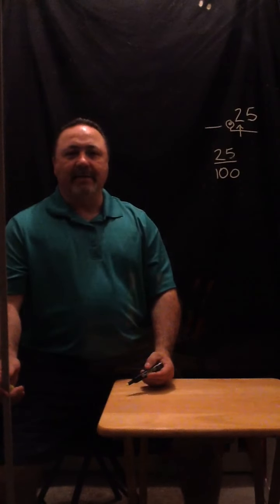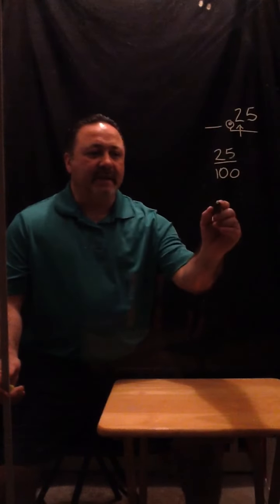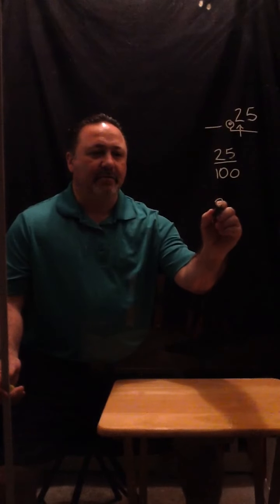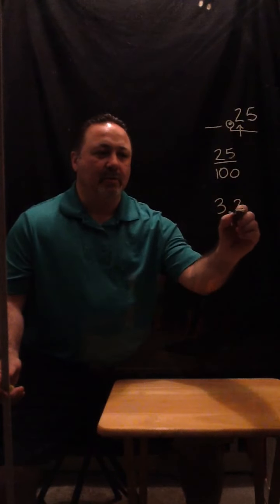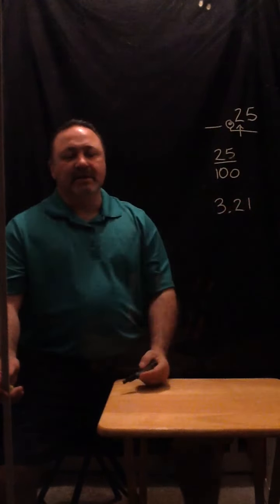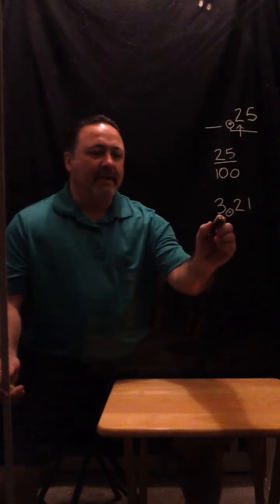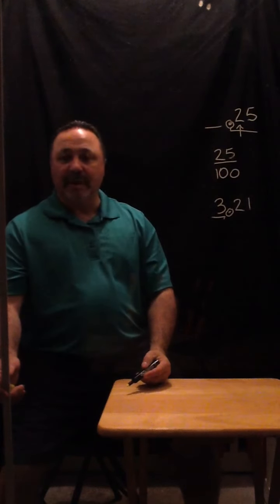Let's take another one now that has a whole number in it. So let's take this decimal and let's say it's 3.21. Let's take this number and turn it into a fraction, or a mixed number. First thing I need to do is identify that I do have a decimal and I do have a number in front of the decimal, which is my whole number.